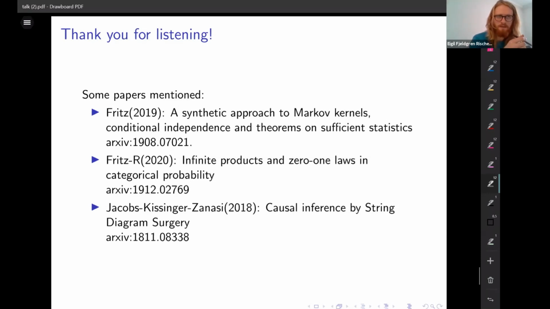Then for the details of the thing about Kolmogorov's theorem, you should see this paper by Tobias and me called Infinite Product and 0-1 Laws in Categorical Probability, which is on the arXiv. It was actually also started in 2019, but it's been updated recently. And then for a more applied treatment of this theory, you should see this paper by Jacobs, Kissinger, and Zanasi, where they do causal statistics using this stuff. That's a more practical application of this theory.